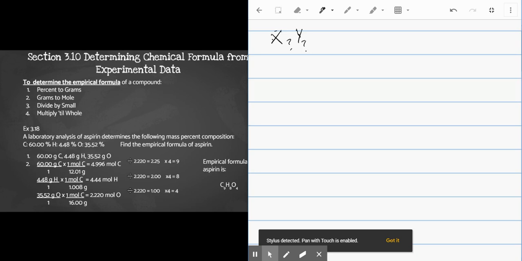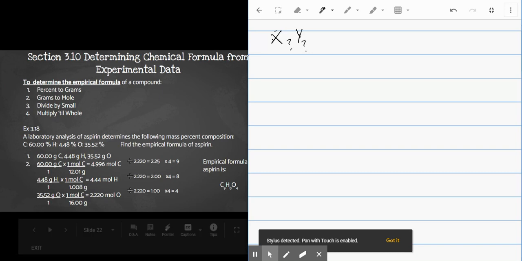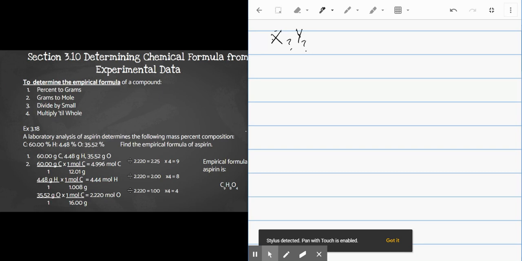So in this example, 3.18 from your textbook, we have a laboratory analysis of aspirin, and it determines the following mass percent composition. So we have 60% carbon, 4.48% hydrogen, and 35.52% oxygen. The problem says find the empirical formula of aspirin. So using these percentages, we need to get all the way down to the empirical formula. So we're going to change percent to grams. I'm going to do it over here again by hand. So step 1 is to change those percentages to grams.